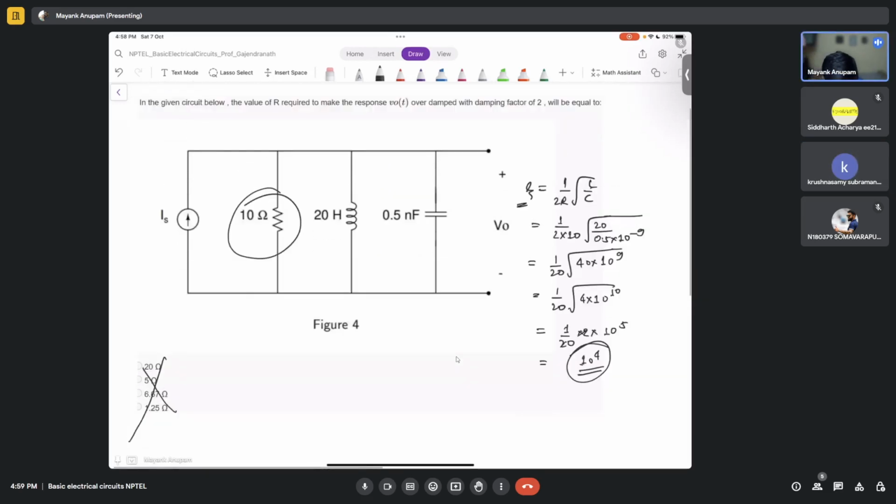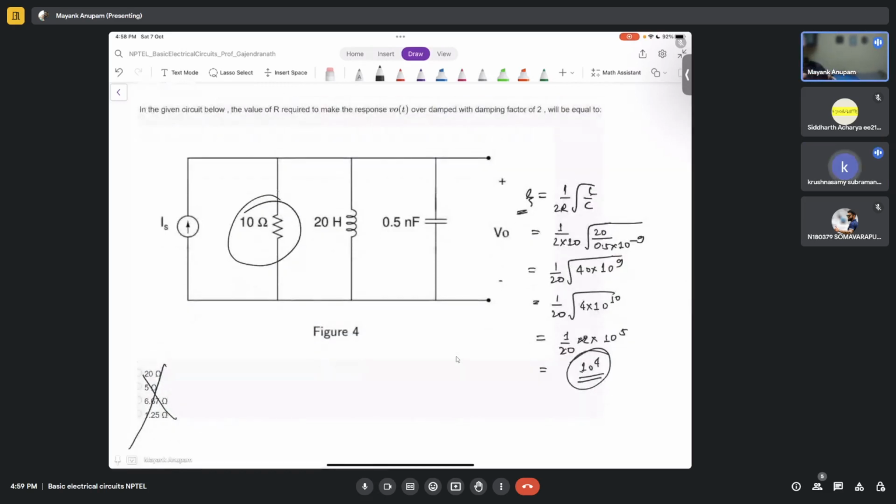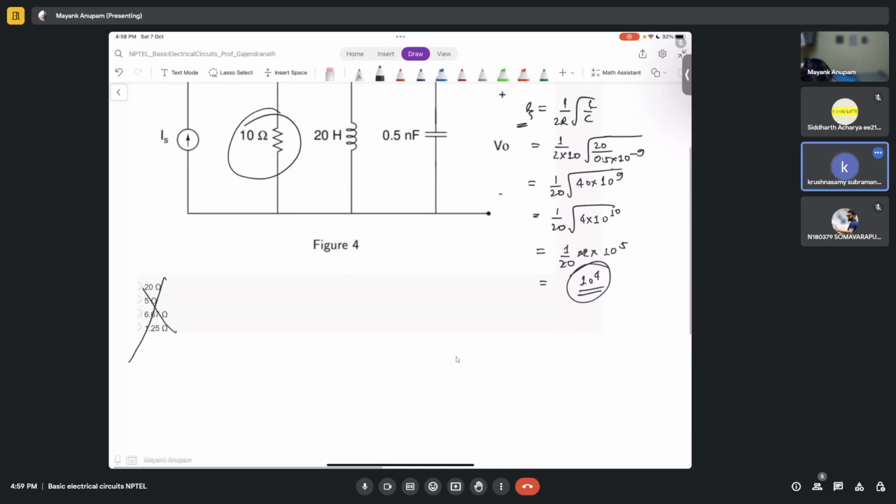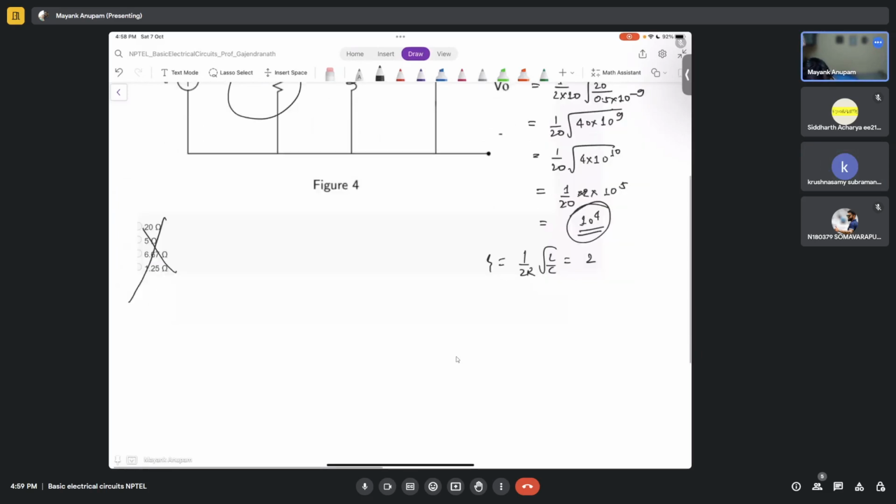Anyway, so tell me what will happen. How will I make it equal to 2 here? Zeta has to be what? 1 over 2R times root of L by C has to be equal to 2. So R has to be equal to 1 over 4 times root of L by C, which is how much?